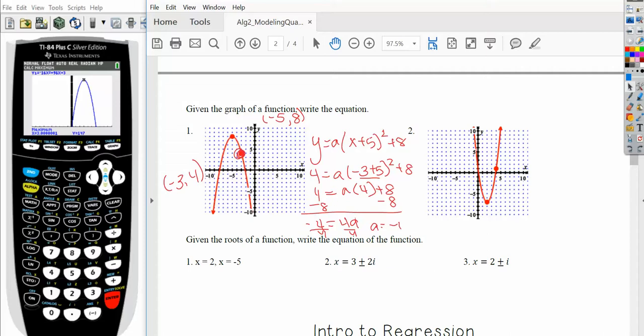So if I now write my equation, y equals negative 1, and then my vertex. And I'm done. And then obviously if the problem said write it in standard form, I would then have to double distribute this, then distribute negative 1, and then add 8 at the end. But I'm not going to do that. I'm just going to stop here.